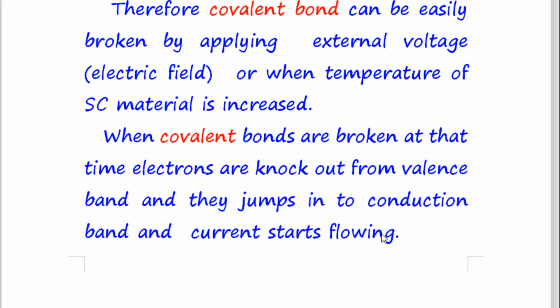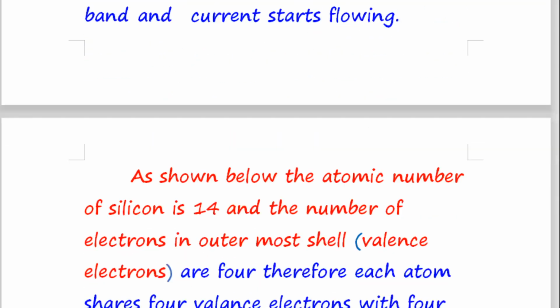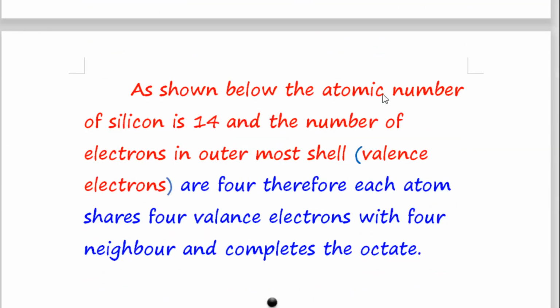So when the electrons are knocked out from the valence band, they jump into the conduction band and current starts flowing. Now here, as shown below, the atomic number of silicon is 14. We have already seen that earlier, but here again we are going to show you. The number of electrons in the outermost shell, that is valence electrons, is 4. Therefore, each atom shares 4 valence electrons with the 4 neighbors and completes the octet. Completing the octet is very important in the case of semiconductor material silicon.